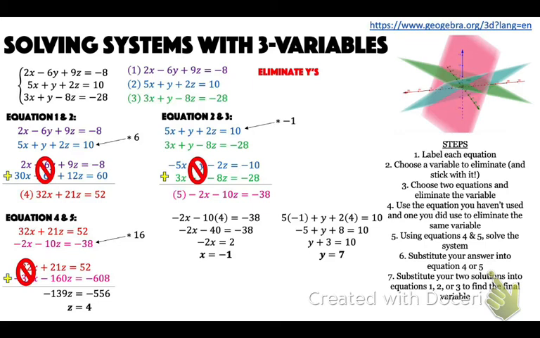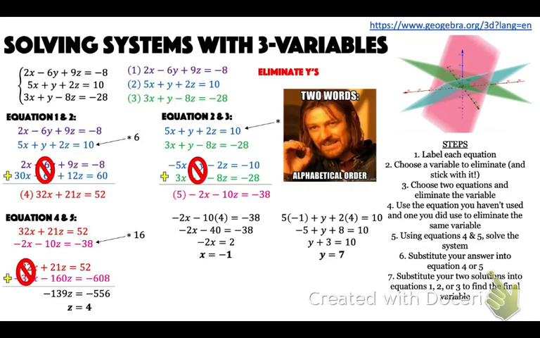Now, when you're putting this as a point, alphabetical order. Just put it in alphabetical order. So that's going to be -1, 7, 4. That's one solution.